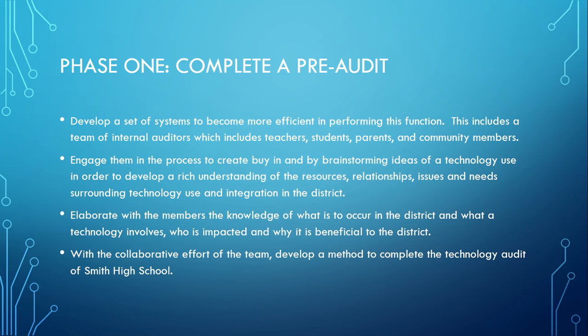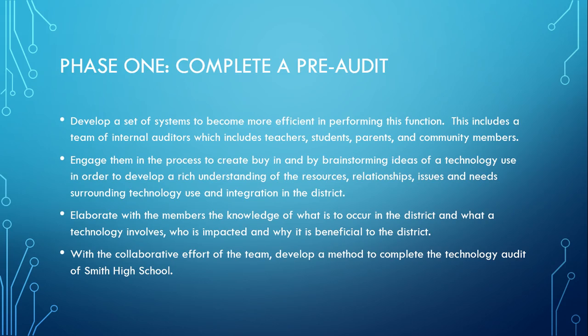So in a level 1 audit, there are 3 phases, and the first phase is to complete a pre-audit. In the pre-audit, this is what we collaboratively worked together to develop in our district. We developed a set of systems to become more efficient in performing this function, and this included the team I previously shared with you about, that internal team of auditors. This was teachers, students, parents, community members, and even though we knew the audit was going to be conducted on the high school, we included stakeholders from all schools in our district.